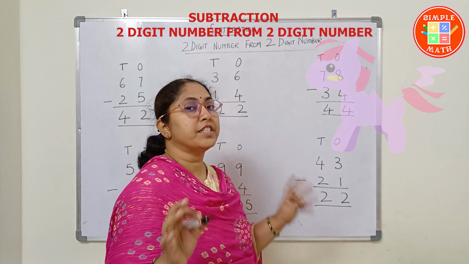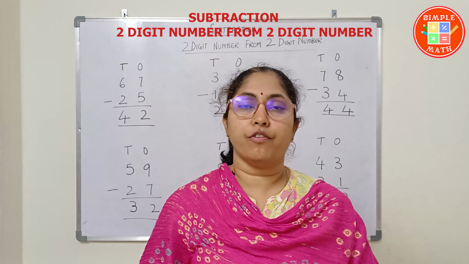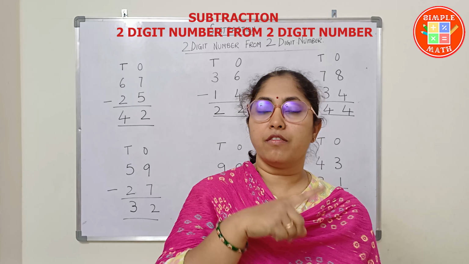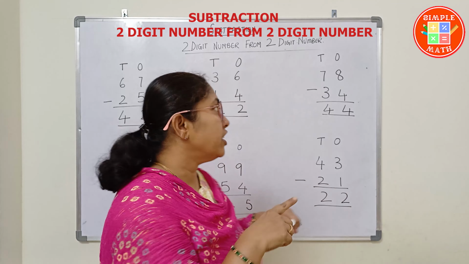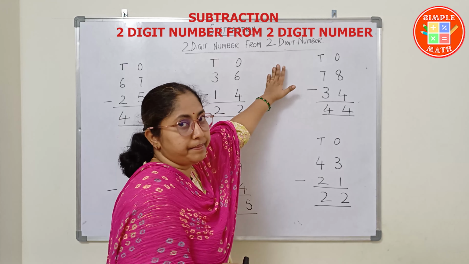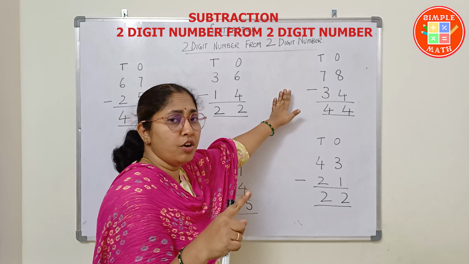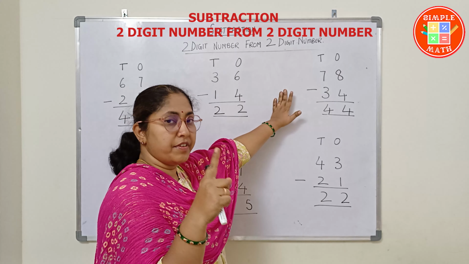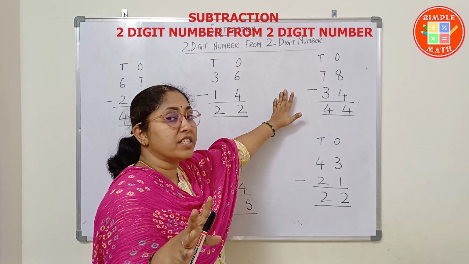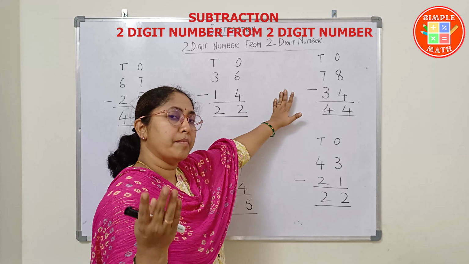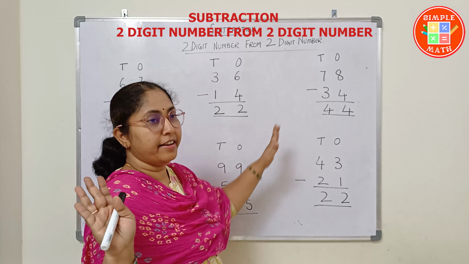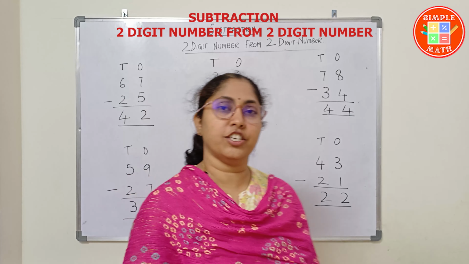Okay? We have seen subtraction of a 1-digit number from a 2-digit number, a 1-digit number from a 1-digit number, and a 2-digit number from a 2-digit number. We have seen subtraction of 0. You have seen subtraction of 1. You have seen the subtraction of the same number from itself. What is the answer you get when you subtract the same number from itself? 0. Okay, children? Understood?